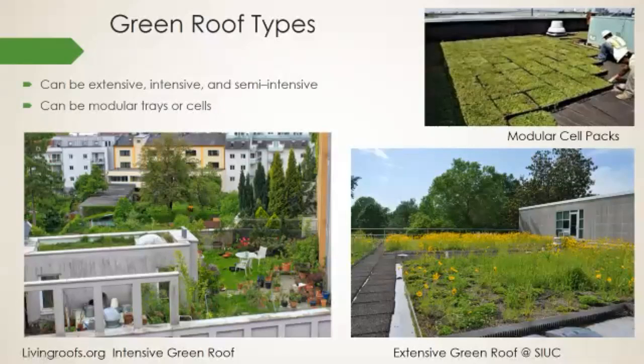And then there are a lot of different modular trays or cell systems. These trays are pre-grown and propagated at a nursery, and then they're installed in a tiled grid. So this is going to be the lowest initial input, including on the labor part of it. It's going to be the easiest to install, really.